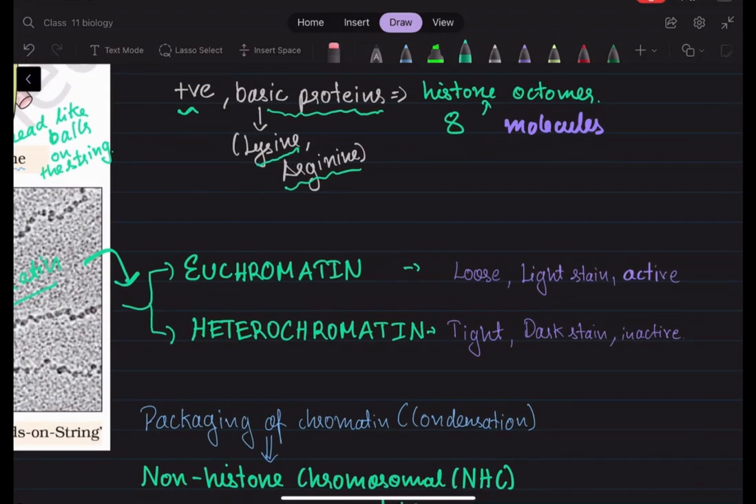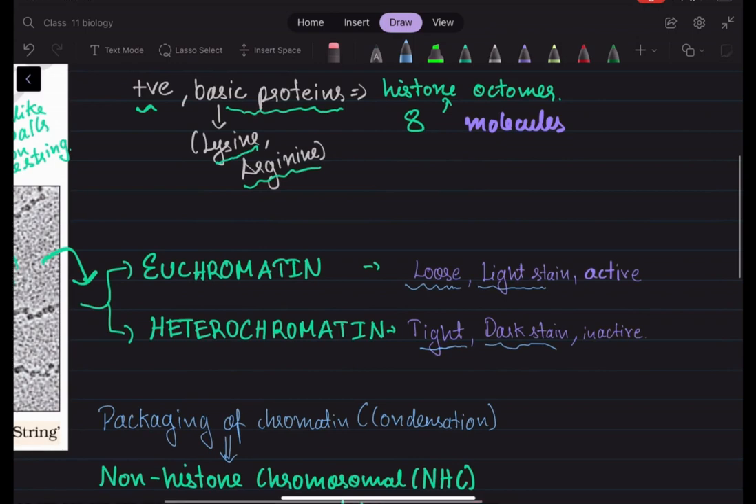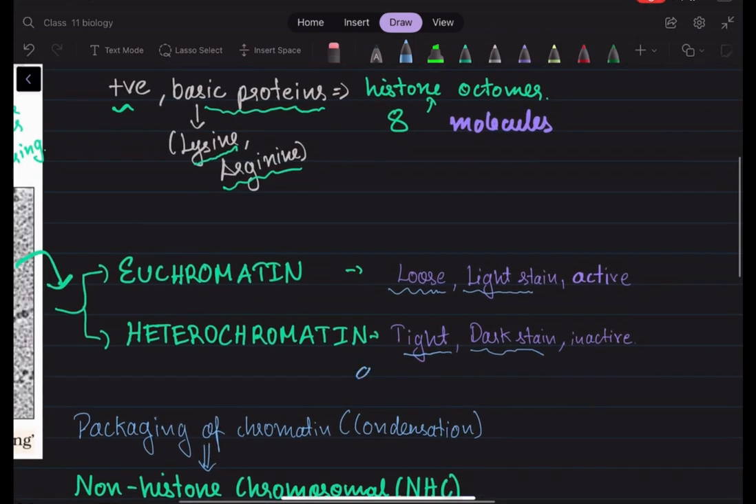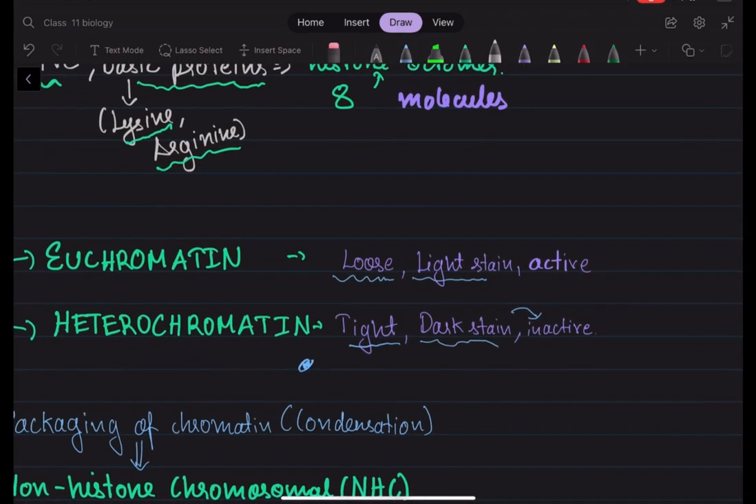Euchromatin is very loosely packed and it is lightly stained, whereas heterochromatin is tightly packed and it stains very darkly. So when the chromatin is tightly packed, replication becomes difficult. That is why it is transcriptionally inactive. That means it does not perform transcription. Whereas euchromatin is loosely packed and hence it is transcriptionally active.